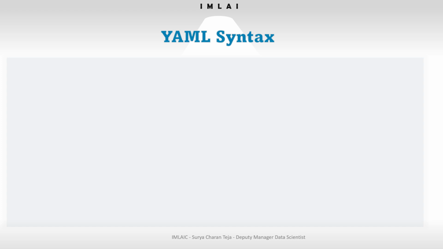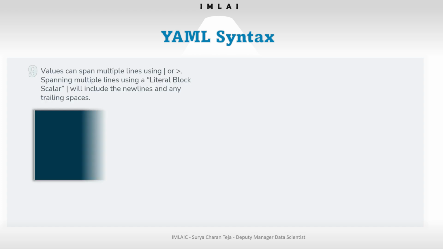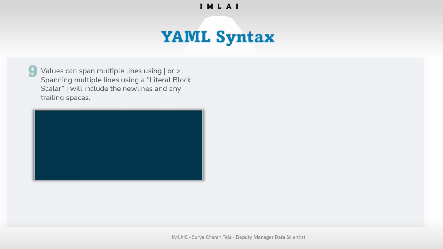Values can span multiple lines using a vertical bar or greater than. So, spanning multiple lines using a literal block scalar. Literal block scalar is nothing but the vertical bar. This will include the new lines and any trailing space. Let's see this example, then it would be much clearer.